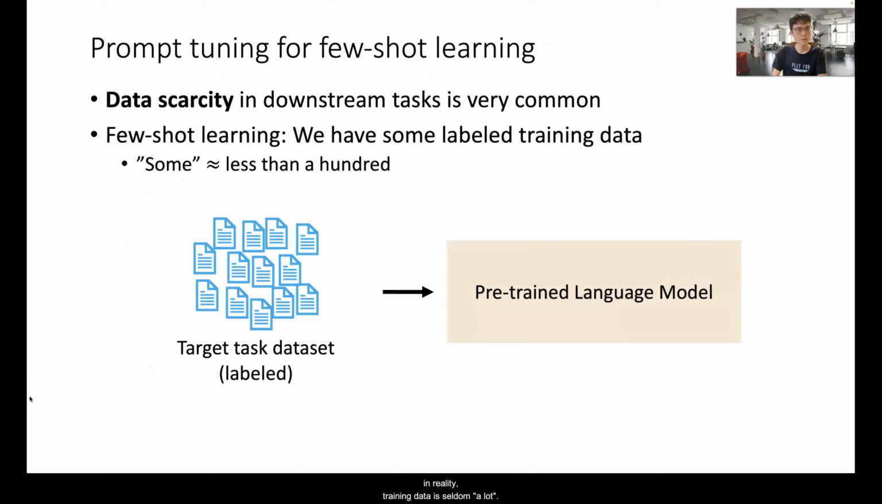However, in reality, training data is seldom plentiful, so it is more realistic that we only have very few labeled training samples. This is called few-shot learning, and the number of training samples we are talking about here is normally less than 100.